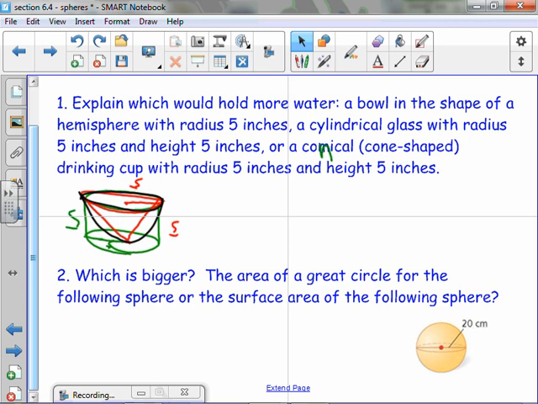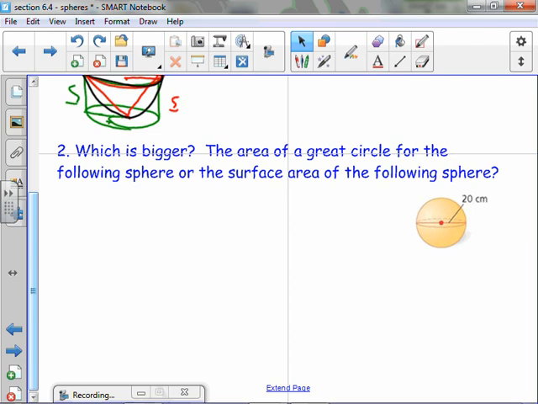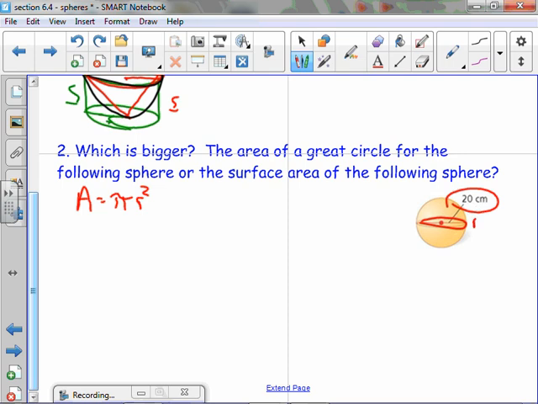And then finally, number 2, which one is bigger? The area of a great circle for the following, or the surface area for the following sphere? Okay? The area of the great circle, remember, is basically the area of the circle that is the equator. Okay? So that area equals pi r squared, as area always does. Okay? But I don't have my radius. Look, this 20 centimeters, that's the diameter. So the radius is going to equal 10 centimeters.